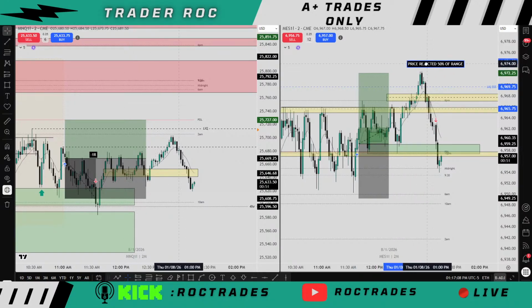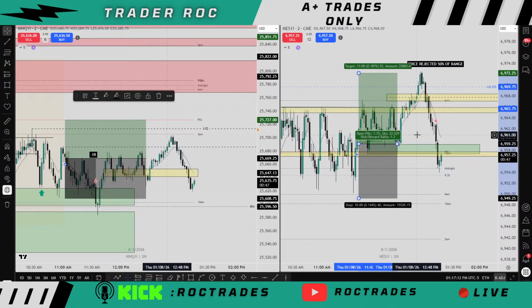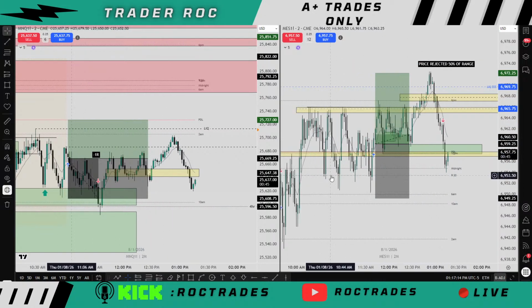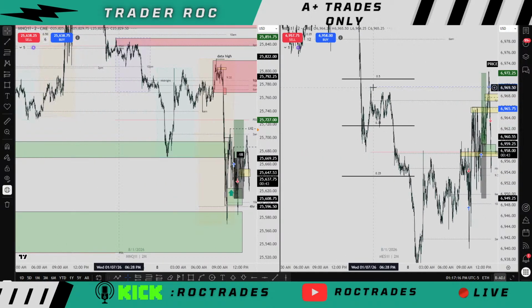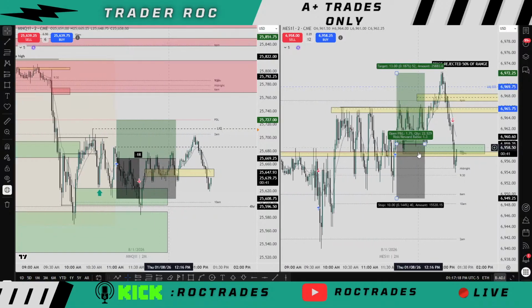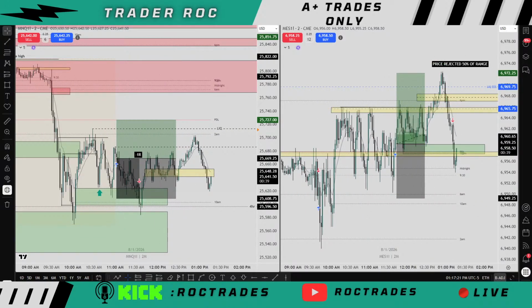So it's not the end of the world. It's just like I said, sometimes I know where price is going, which was this high right here, this was my draw on liquidity, and then price ends up going right to it. That's when I'm like punching air.